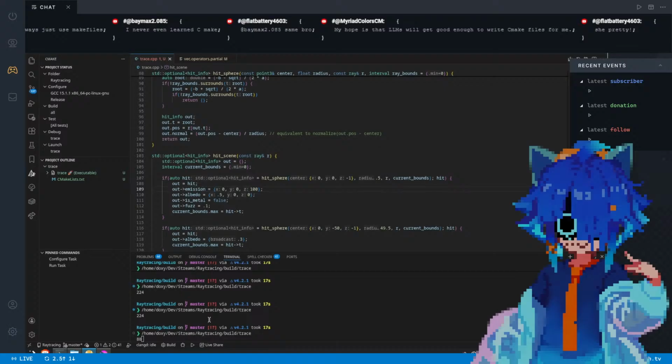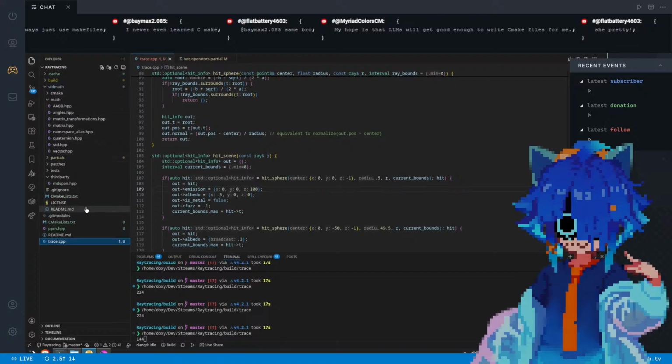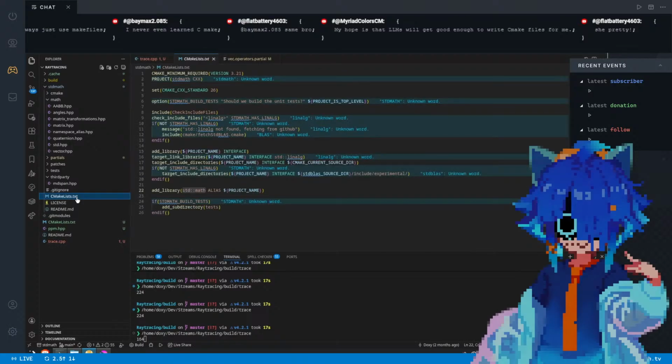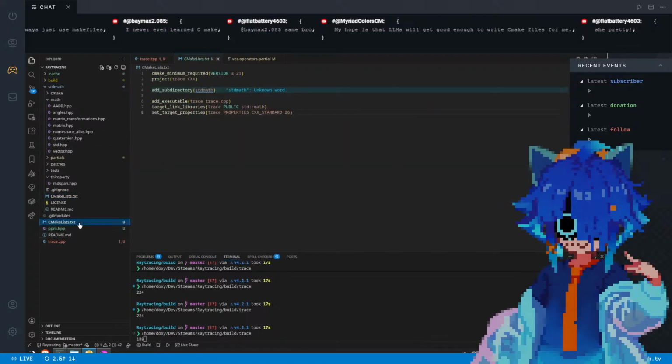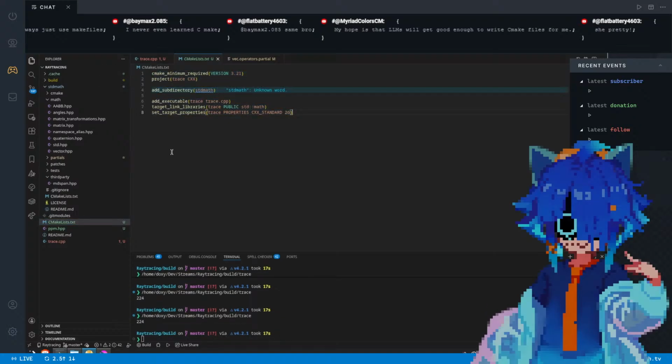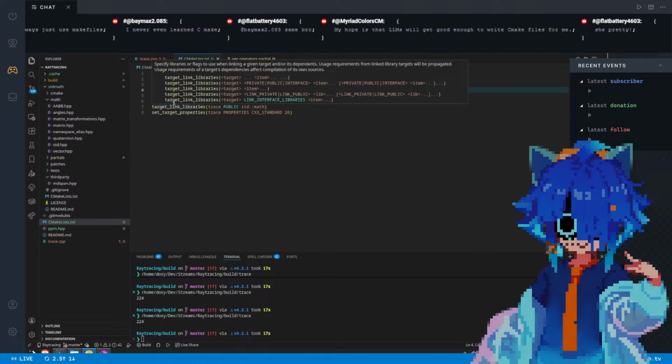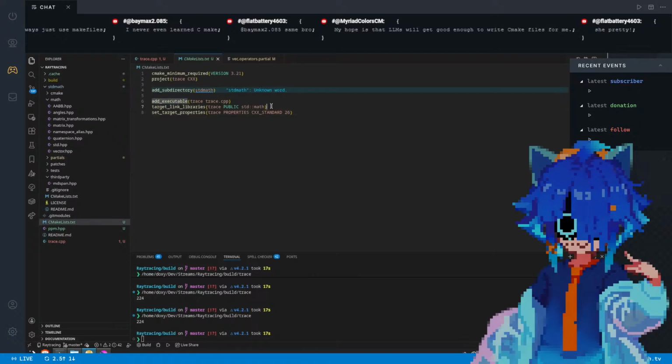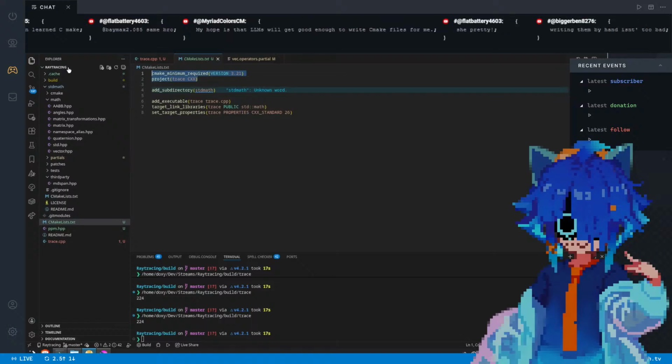My hope is that LLMs will get good enough to write CMake files for me. But for a simple project like this, why do I need an AI to write this for me? And nothing is that hard, right? I just tell CMake to include this other directory. I add an executable. I link the library to that. I say that I'm using C++ 26. And then this stuff is copy paste between all of them.